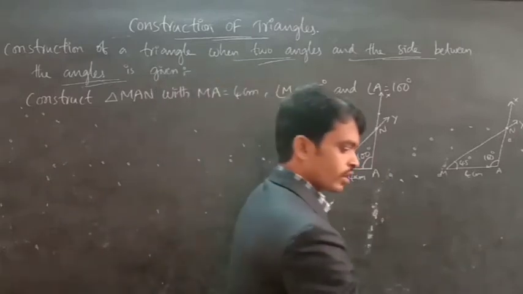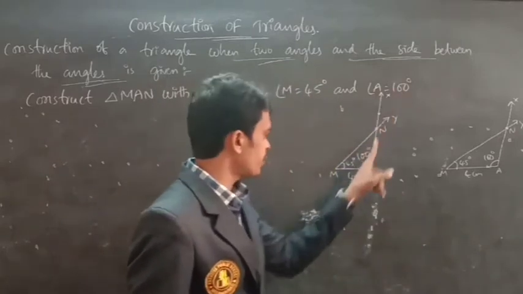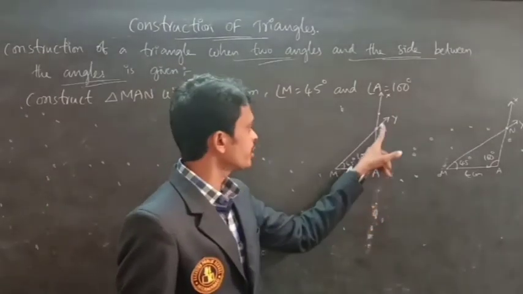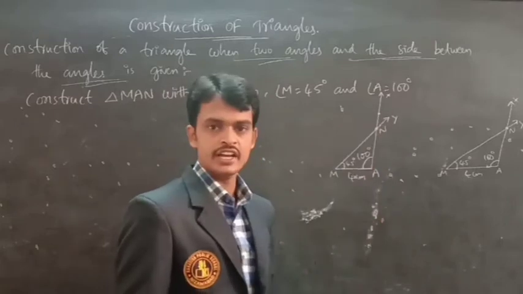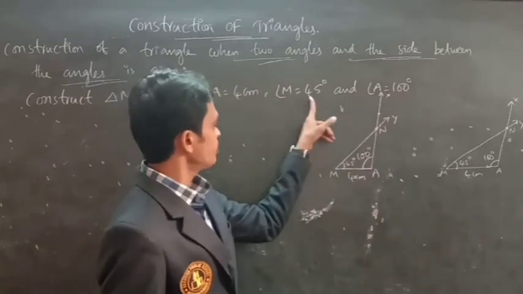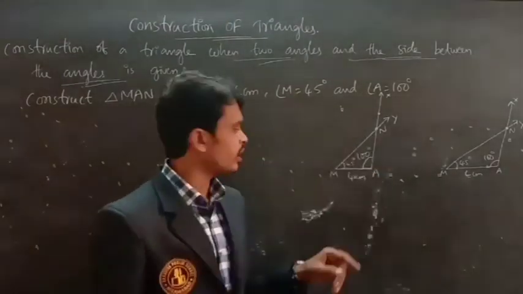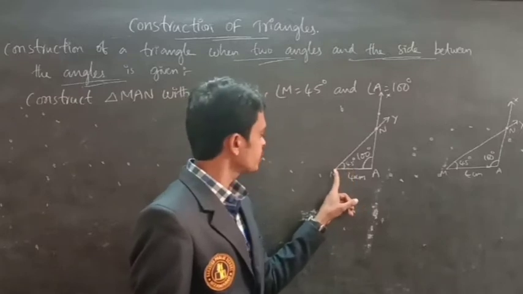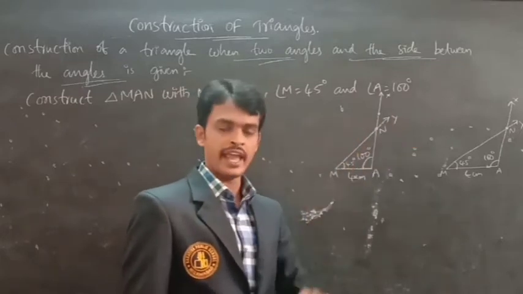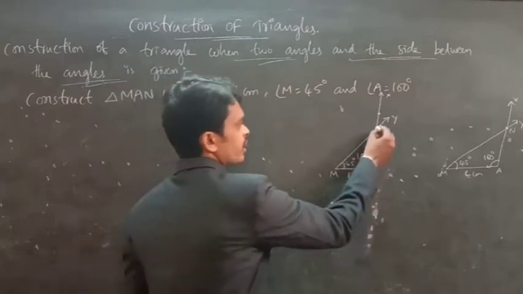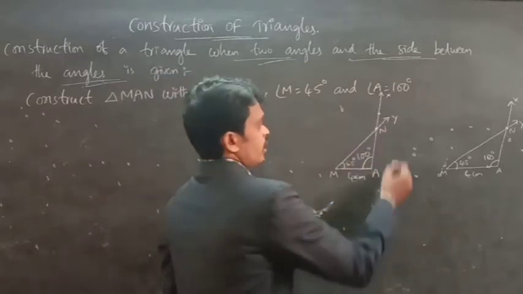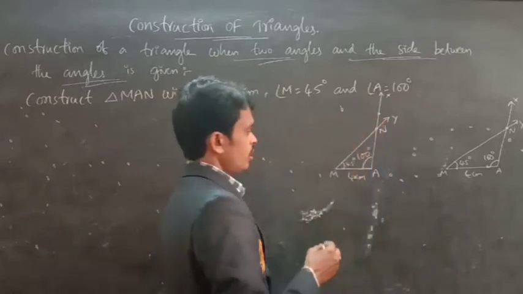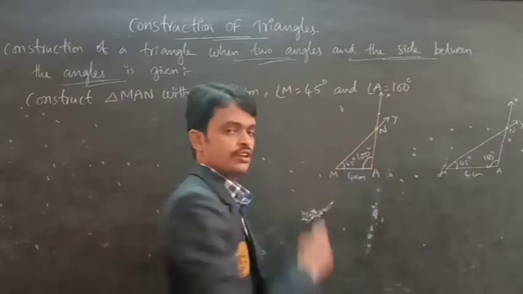So here the given angle A is 100 degrees. By using the protractor with center A, we take 100 degrees and draw a ray AX, and for angle M, 45 degrees, by using the protractor with center M, we measure 45 degrees and draw another ray MY. The two rays intersect each other. The intersecting point we name as N. Now the required triangle MAN is formed.